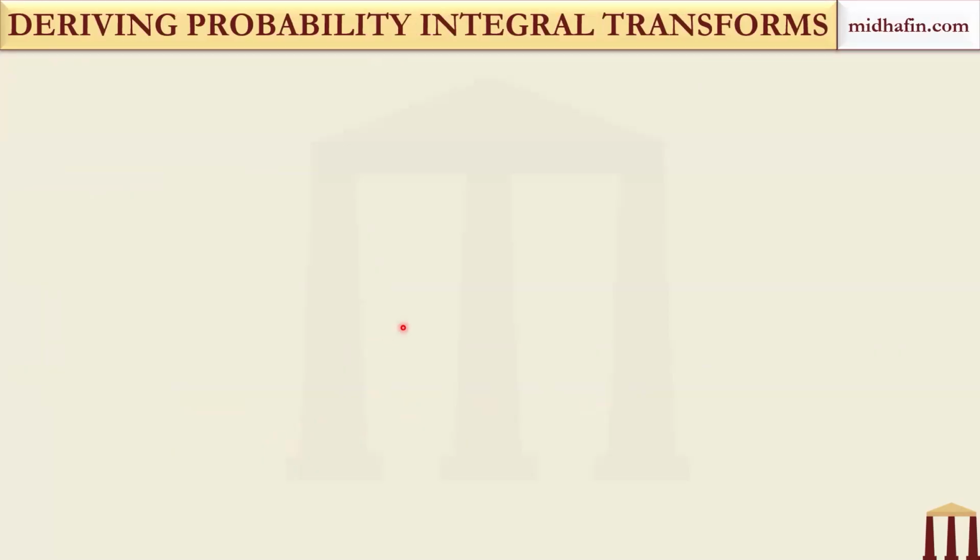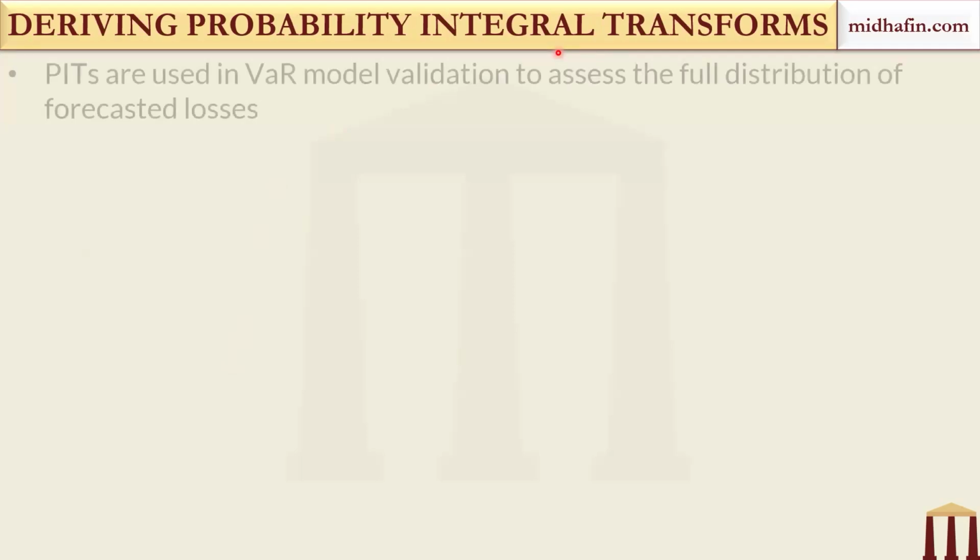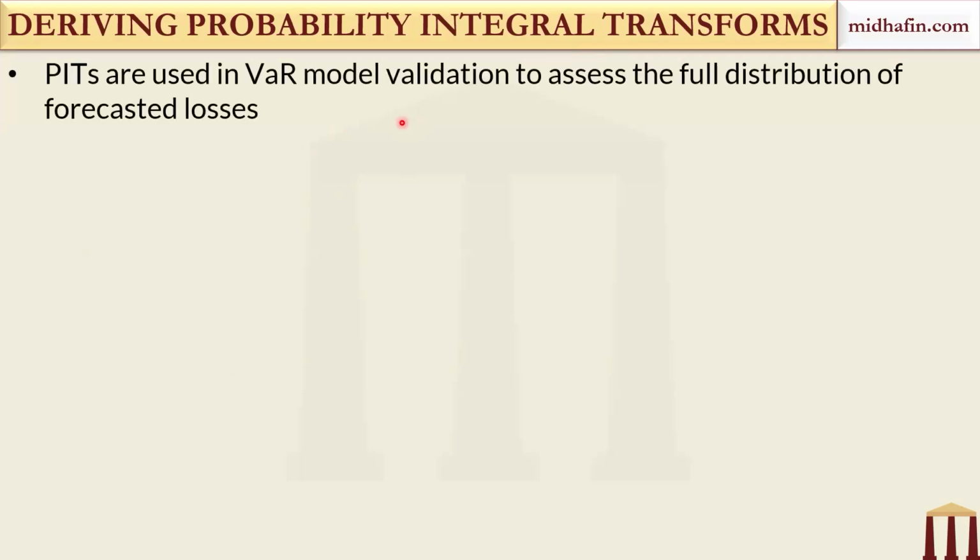Okay, so how is the derivation done for PIT values? Since we have understood why exceedance-based backtesting alone is not enough, we should try and see how we actually derive the PIT value. So PIT stands for probability integral transform, and it is used in VAR model validation to check whether the entire predicted distribution, not just a single quantile, as I said earlier, aligns with reality. The entire distribution should align with reality.